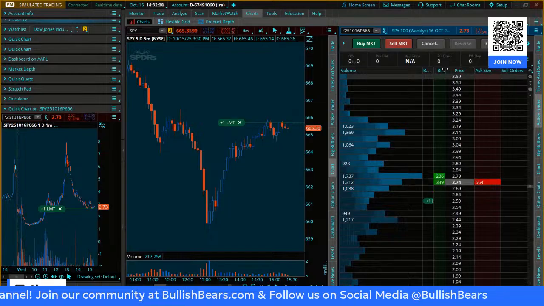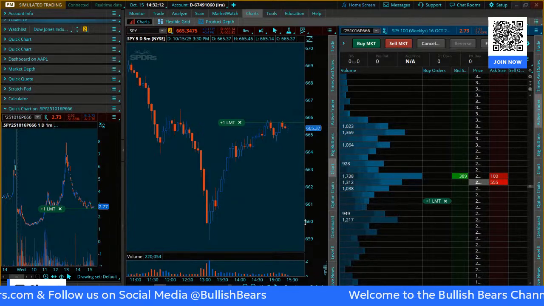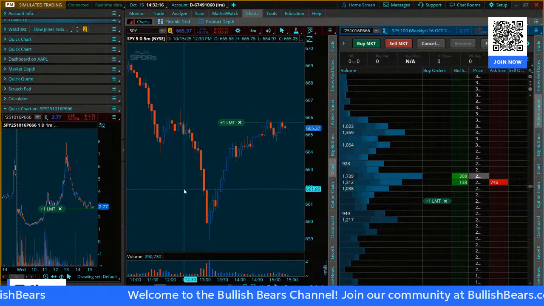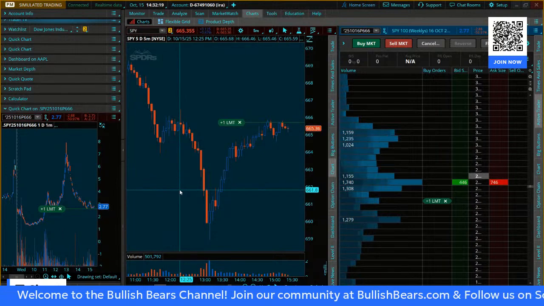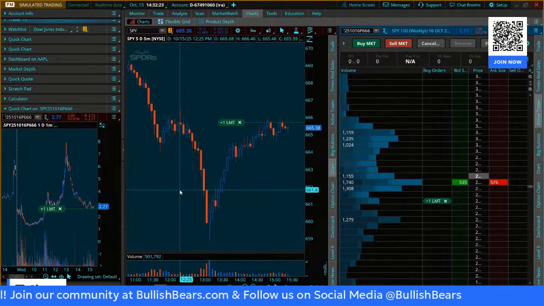So consider how these volume profiles can help you out just by changing the product that you're looking at. I mean, we're still dealing with the S&P. We're just dealing with one particular put in the S&P.